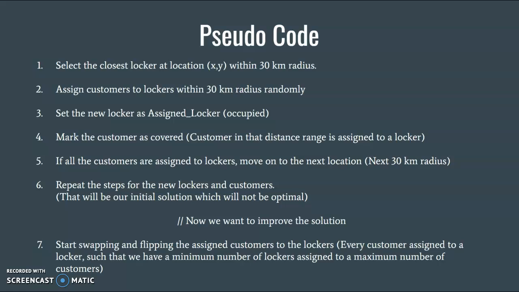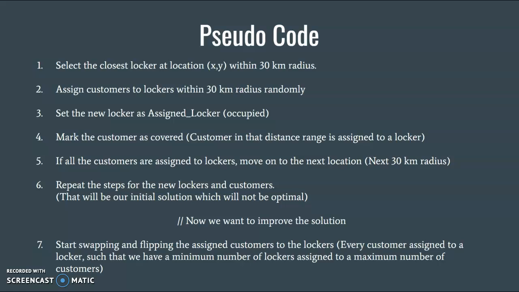To help understand the problem, we use this method where we select the closest locker at location XY, our coordinates X and Y, within the 30-kilometer radius. We're going to assign every customer to a locker within the 30-kilometer radius randomly, and then set that locker as an assigned locker. That means that locker is being used and it's assigned to a customer. And then we mark that customer as covered. That means he is linked to a locker within that area.